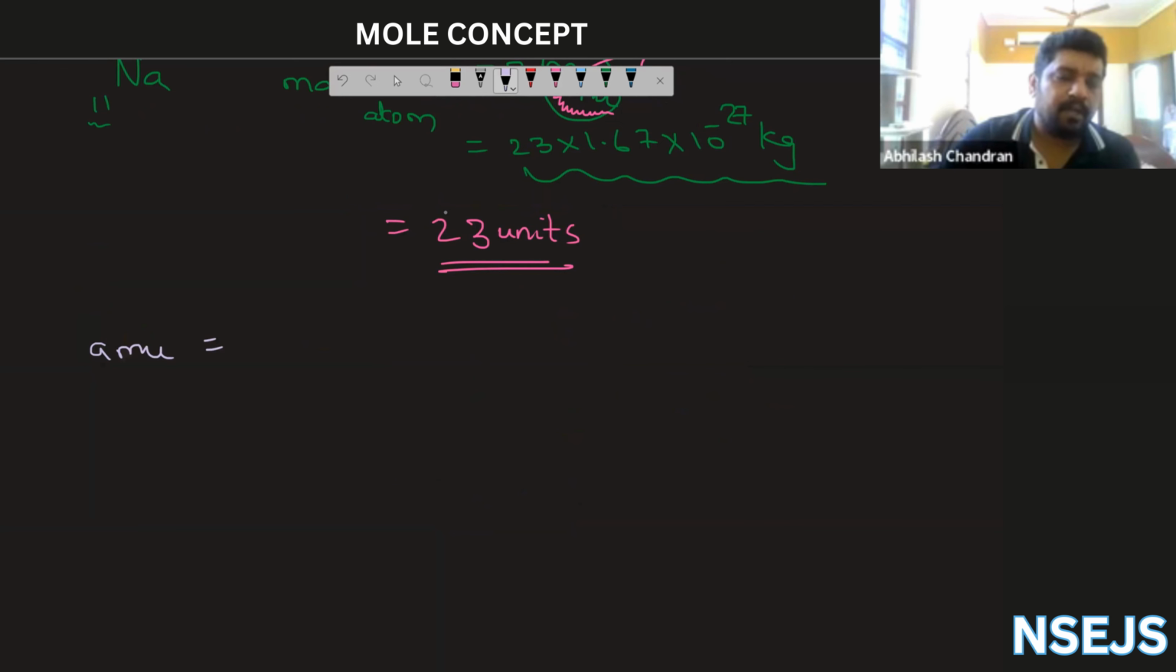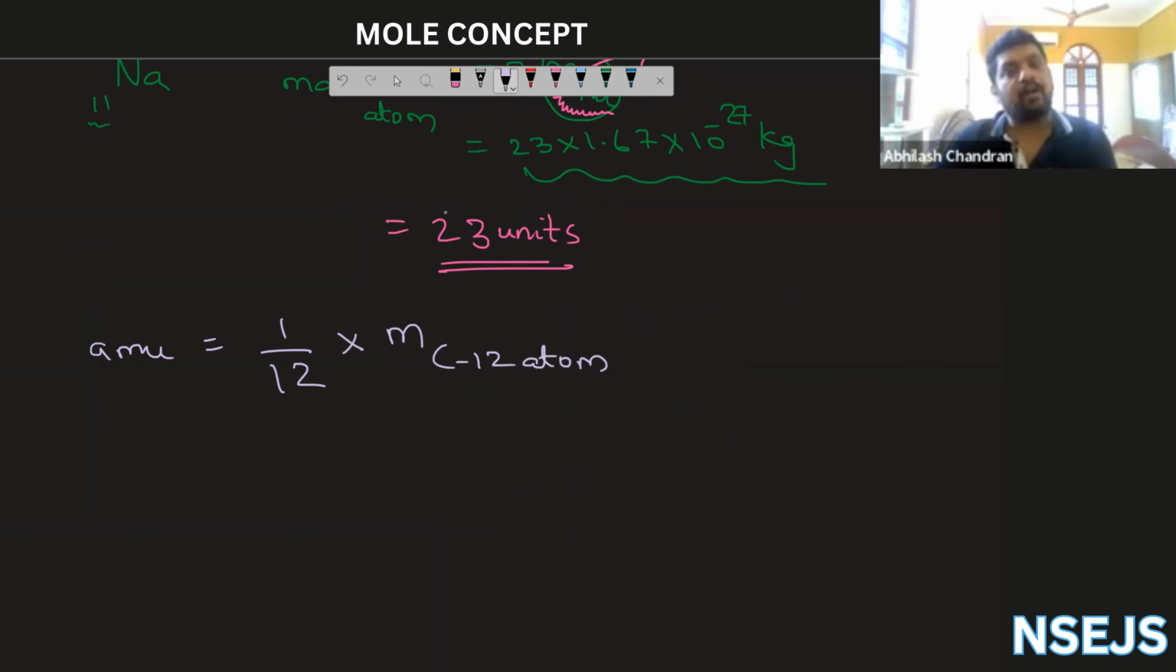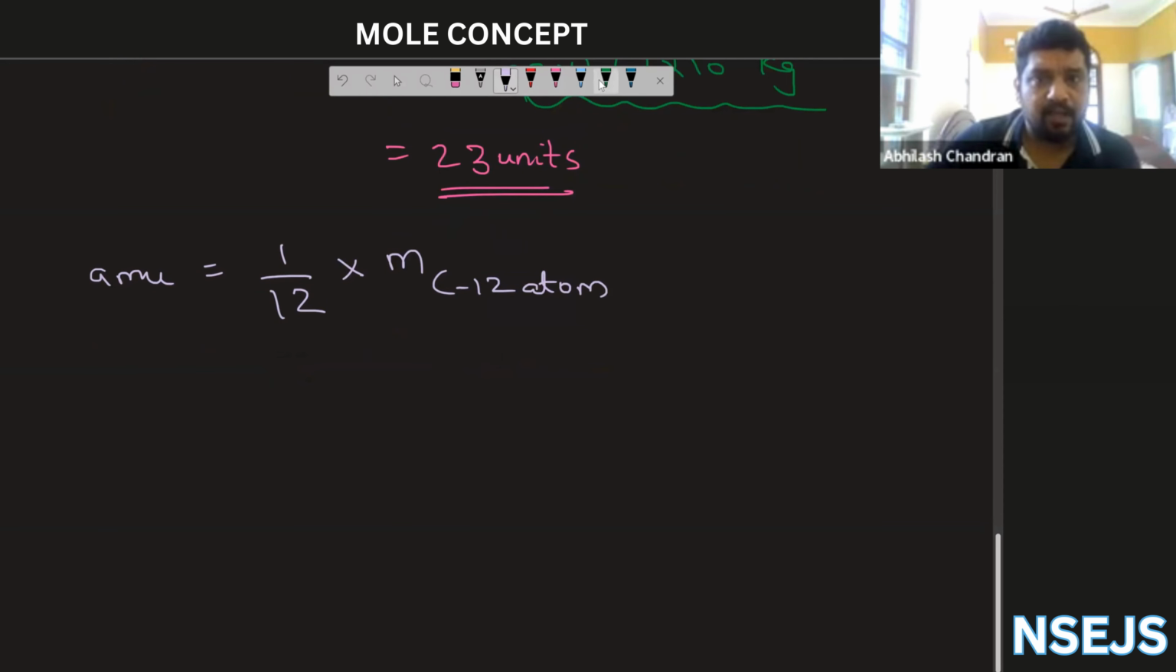as 1/12. Although, strictly speaking, this definition is not there right now, the way we define it for our syllabus is: AMU is 1/12 the mass of a carbon 12 atom. 1/12 times the mass of a carbon 12 atom. So what is happening here? Let's see this mass of carbon 12 a little bit more in detail.